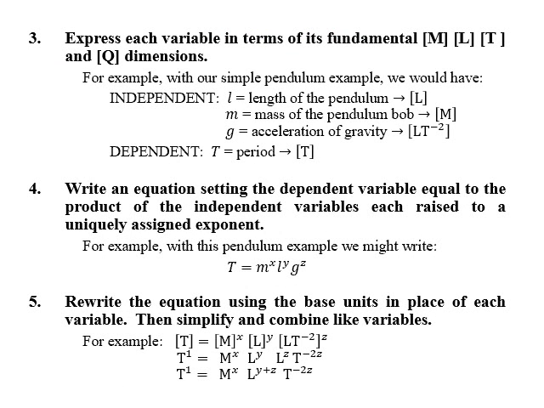Okay, step 3: we want to express each variable in our problem in terms of its fundamental mass, length, time, and electric charge dimensions. In our pendulum example, we would have L, M, and G as our independent variables, and T as our dependent variable. The period depends on the other 3 variables, and they don't depend on each other.